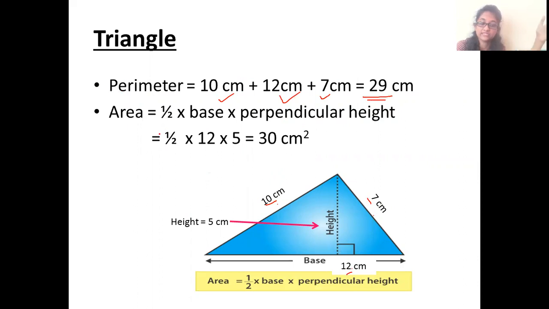But to find the area, this is the formula: half into base, where the base is here, that is 12, and the perpendicular height. The height is given as 5. So that's the formula.